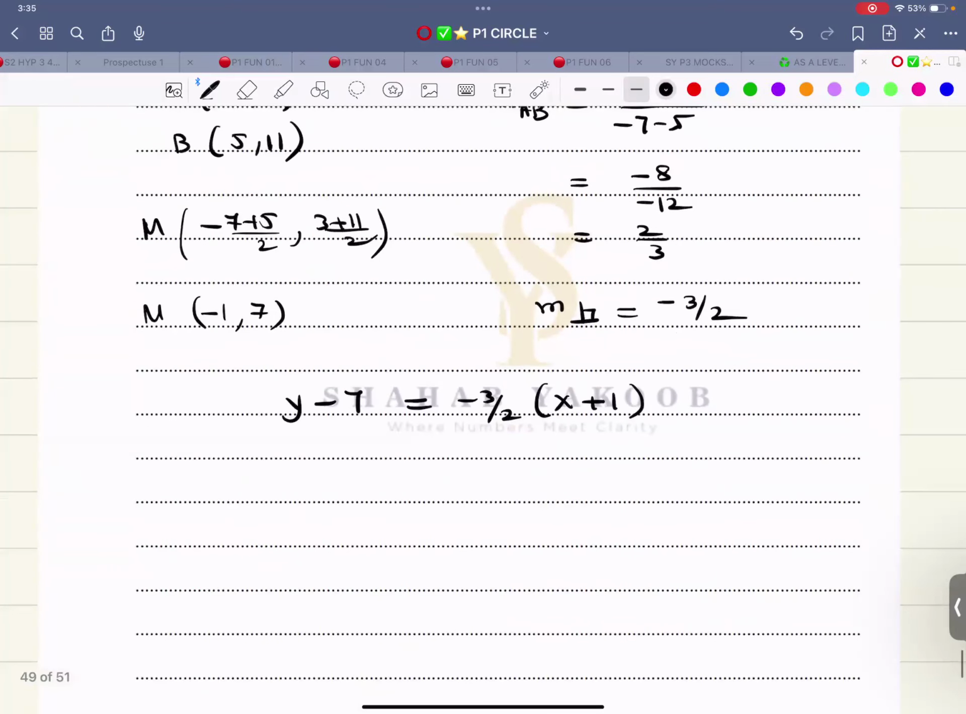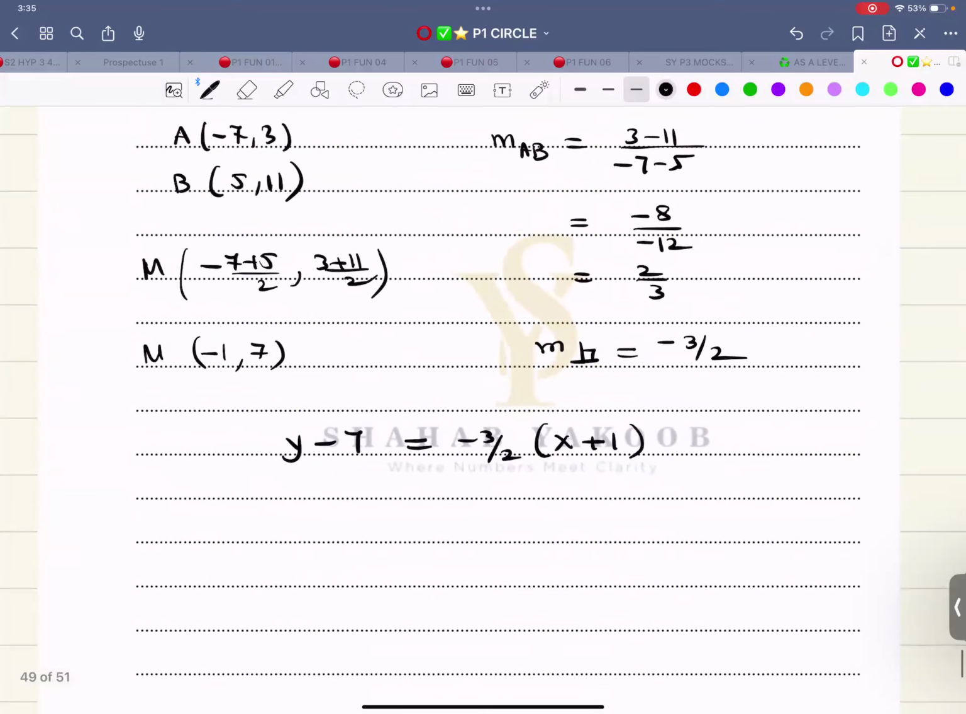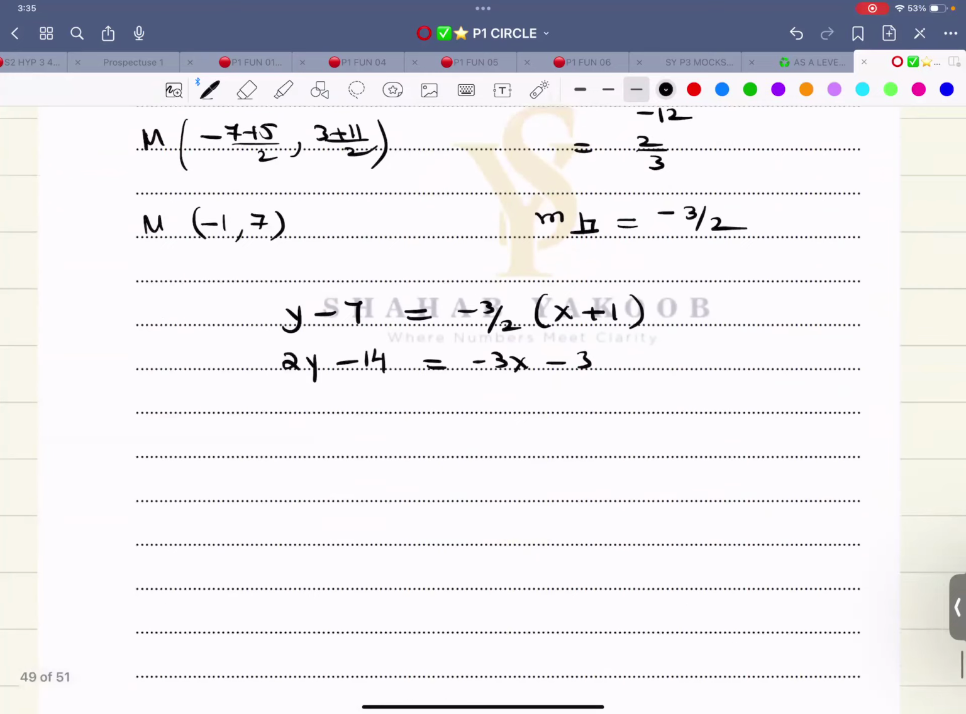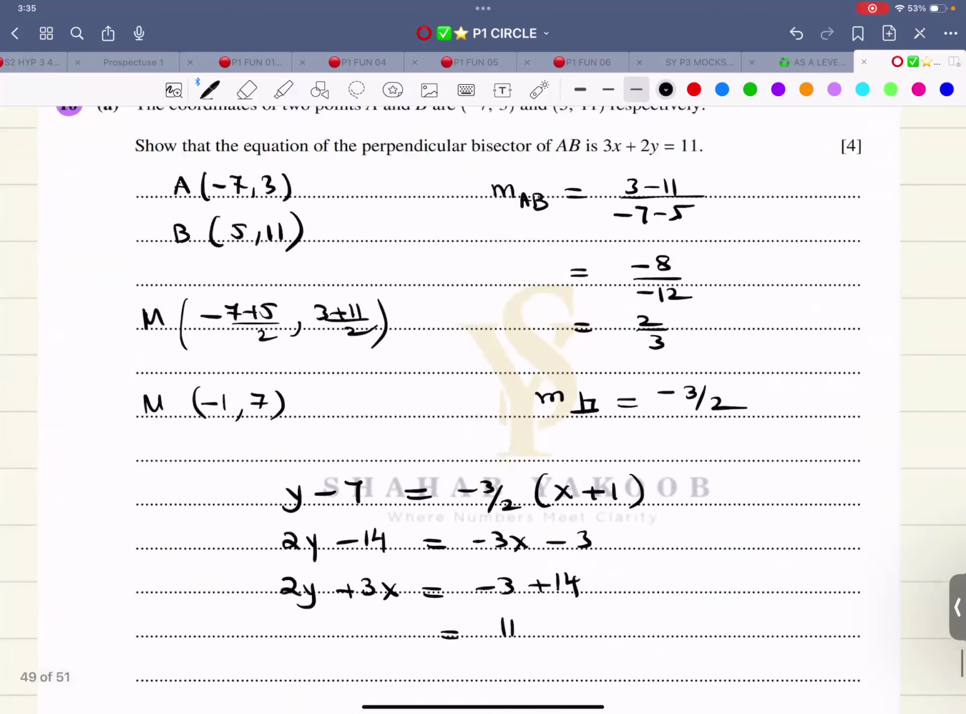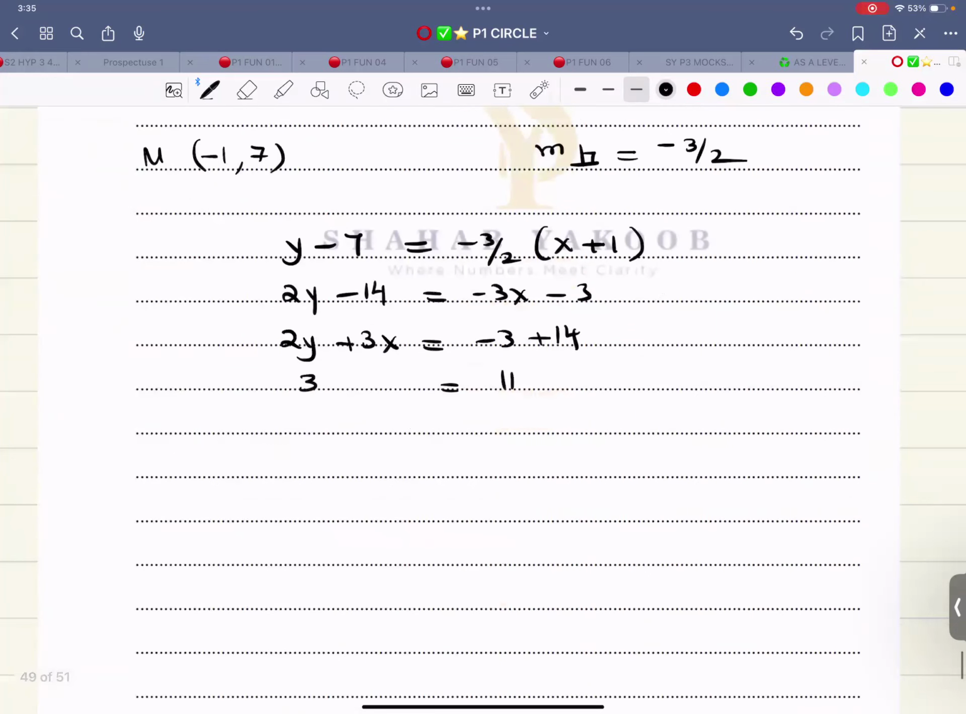So y minus y1 is equal to -3/2 times (x minus -1), which is x plus 1. Cross multiply, so we write 2y minus 14 equals -3x minus 3. They are writing the constant on the right-hand side, so 2y plus 3x equals -3 plus 14. This comes out to be 11. And this is 3x plus 2y, just write in the proper format. And that is the answer for this particular part.